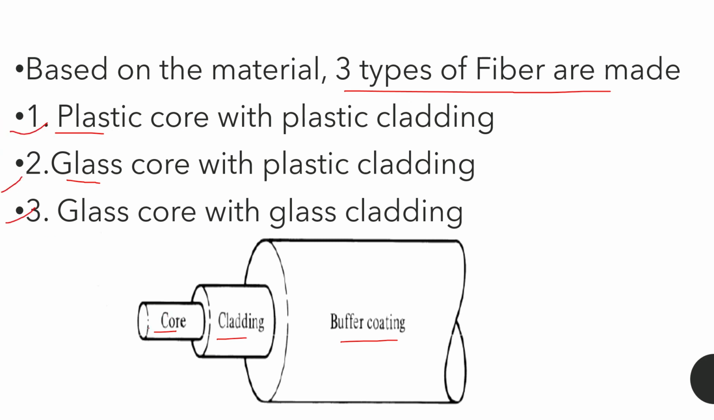In the first, the core is made from plastic material, and the cladding is also made from plastic material. In the second case, the core is made from glass material while the cladding is made from plastic material. And in the third case, the core is made from glass material and the cladding is also made from glass material.